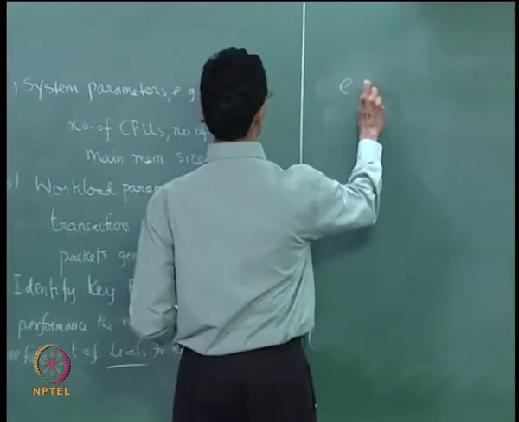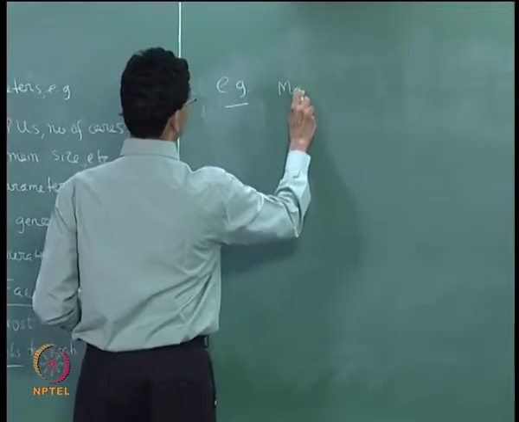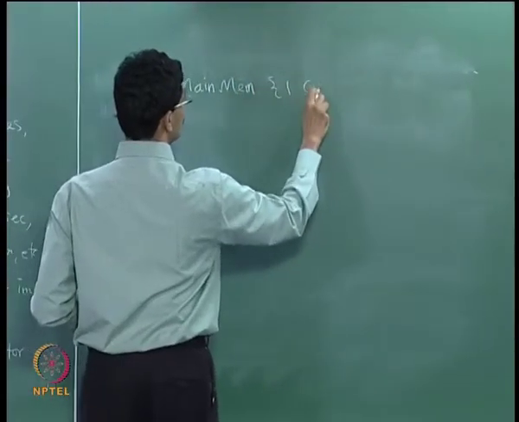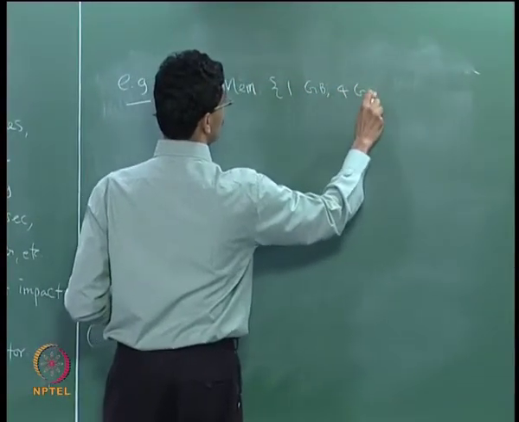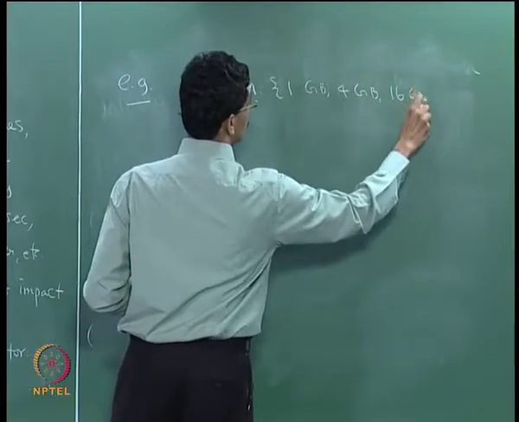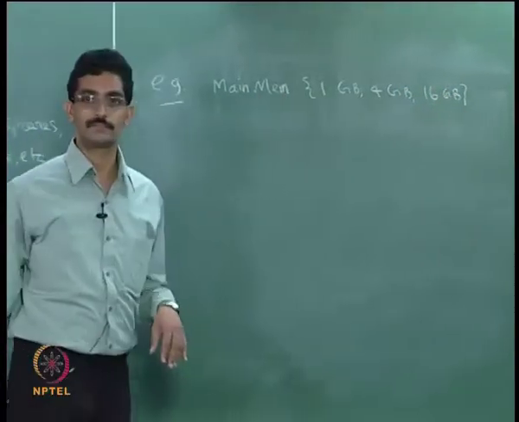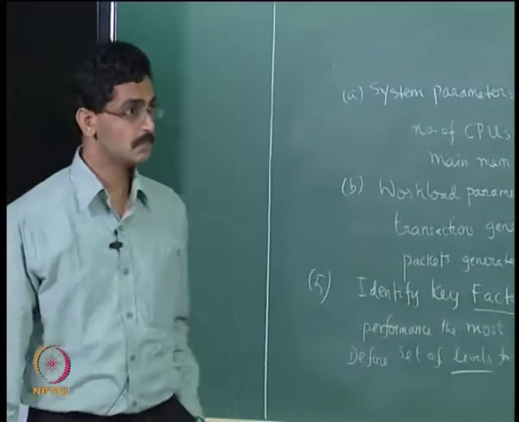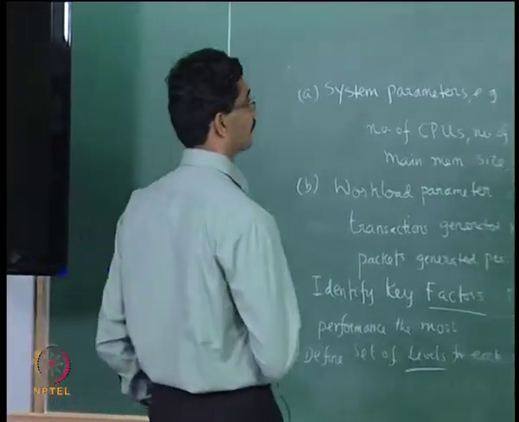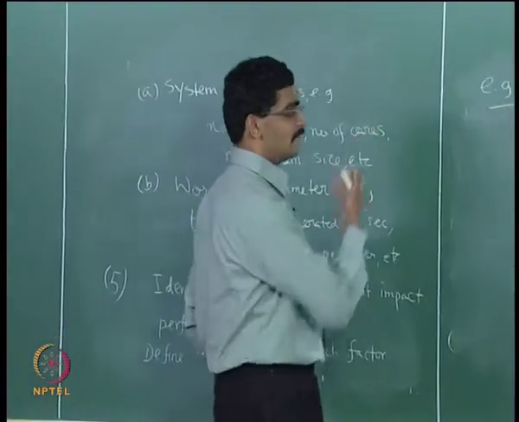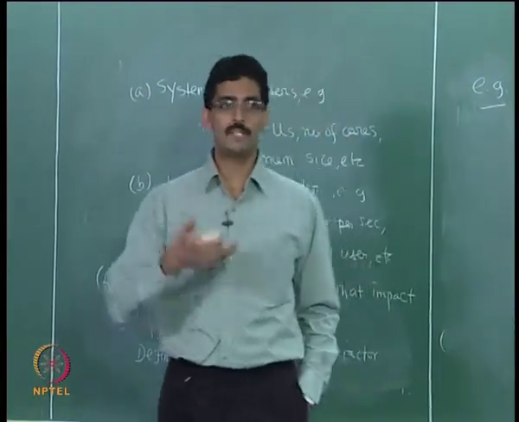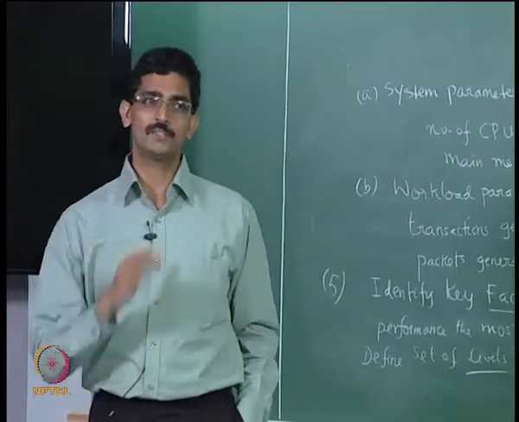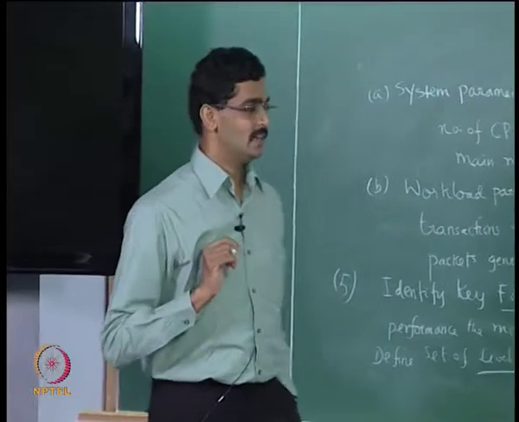So for example, I will say that main memory, I will have 3 combinations, 1 GB, 4 GB, 16 GB. And this is initially a guess. Why not 8 GB, why not 12 GB? You could have done that, but you want to keep your search space small initially, so you say I am going to do 1, 4 and 16, okay.